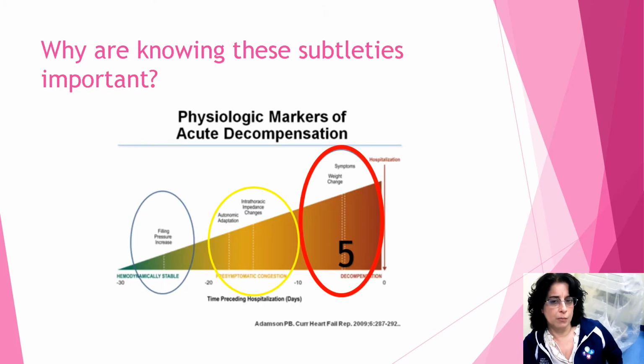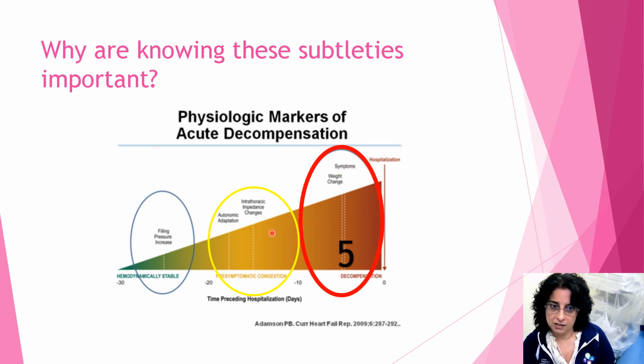So why are these subtleties so important? If you look at this particular picture, basically what it's showing is that this is 30 days before a person with heart failure goes into the hospital. So this is the hospital. This is 30 days out. And what it's showing is that your weight and symptoms usually start, if they're not addressed and not taken care of, about 5 days before you go to the hospital. So you've got a few days to take care of this weight change and significant symptoms if they occur before a hospital is in the picture.